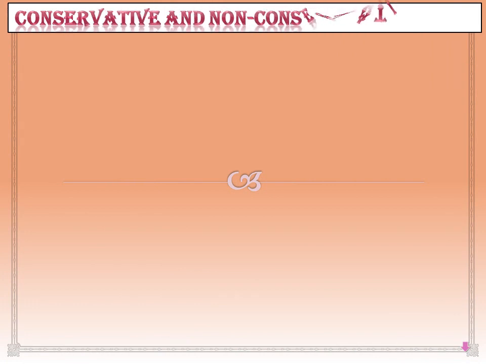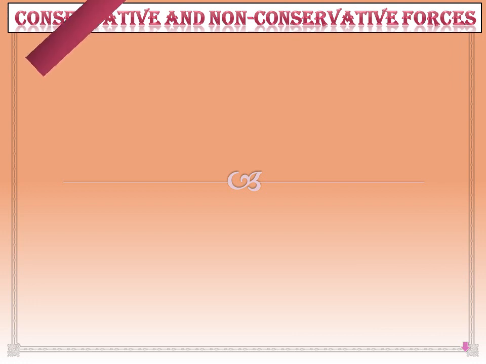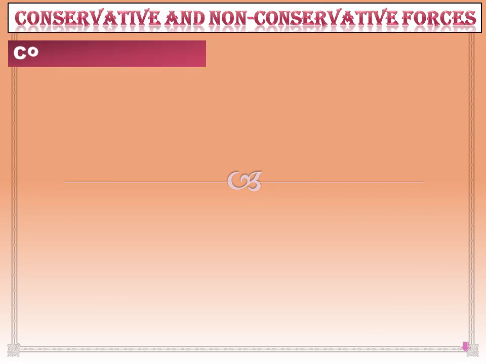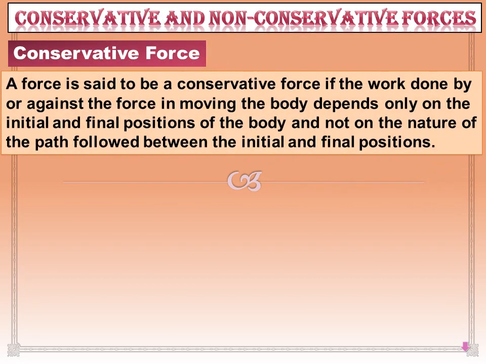Conservative and non-conservative forces. First of all, let's see the conservative force. What do you mean by this conservative force? A force is said to be conservative if the work done by or against the force in moving the body depends only on the initial and final positions of the body and not on the nature of the path followed between the initial and final positions.